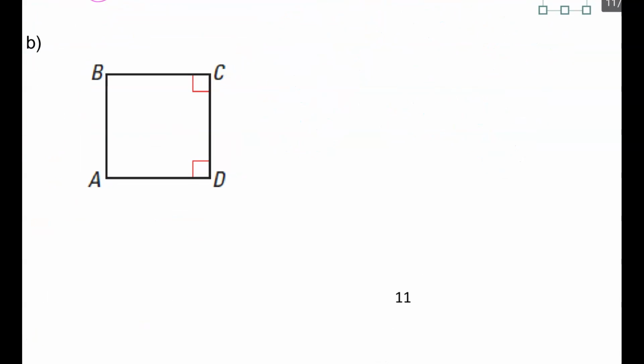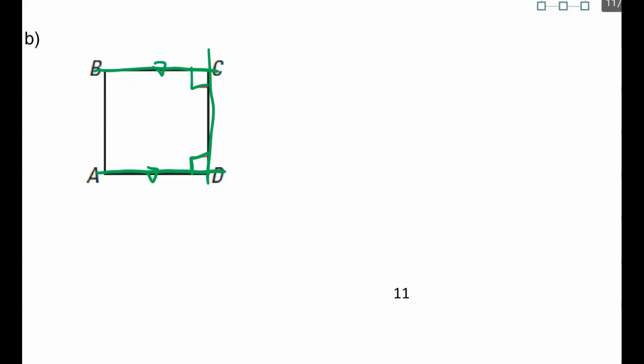Last one for this part of the screencast. Here we go. If this is a 90-degree angle and this is a 90-degree angle, we know that two lines that are perpendicular to the same line will be parallel to each other. So because they're parallel, interesting, this is 90, this is 90. That means that these two must also be 90.